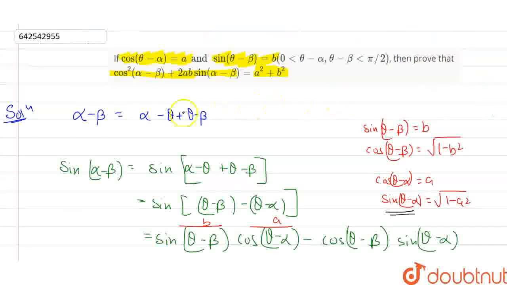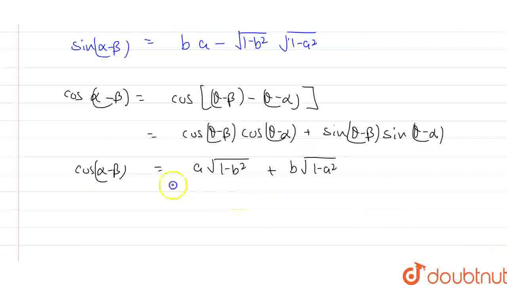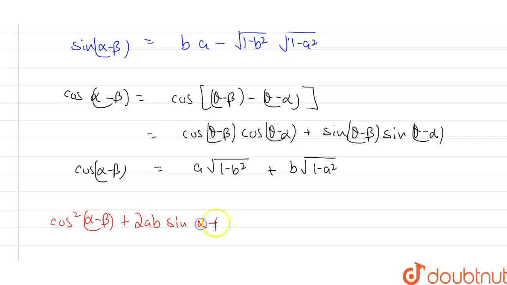Question says that I have to prove basically this: cos square alpha minus beta plus 2ab sin alpha minus beta is what? A square plus B square. Okay. So first what I'll do, I'll find the value of this equation now. Which equation? This one, cos square alpha minus beta plus 2ab sin alpha minus beta, sorry, not theta. So this will be alpha minus beta.